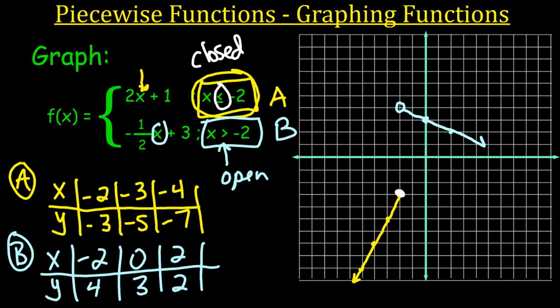And I'm just going to connect those dots, and I'm only going to have that graph go to the right, because that's only for x values -2 or above -2, not including -2. That's why there's that open circle.